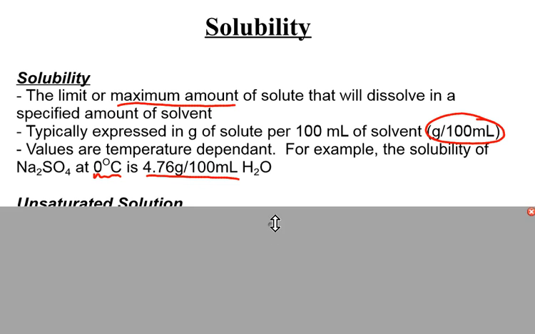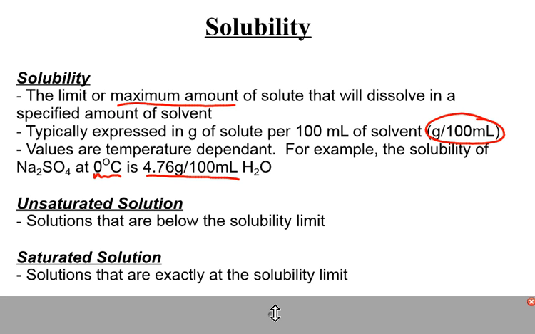All right, so let's look at a couple more definitions for you. A saturated and an unsaturated solution. So an unsaturated solution is a solution that's below the solubility limit, okay? So if we go back to my example of sodium sulfate, let's say I have a solution, I have water, and it's at 0 degrees Celsius, just to keep things simple.